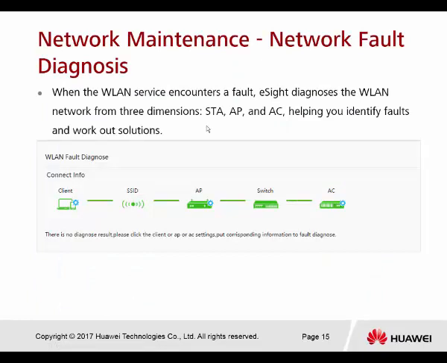Then the next one is for maintenance, the network fault diagnosis. When the WLAN service encounters a fault, eSight diagnoses the WLAN network from 3 dimensions: SDA, AP, and AC, helping you identify the fault and work out the solution. So basically just a single click. It's very simple, you just click on those icons. Like I want to scan whether there is any error on the SDA connections, or the AP, or maybe my controller, because in one environment they might be using more than one AP.